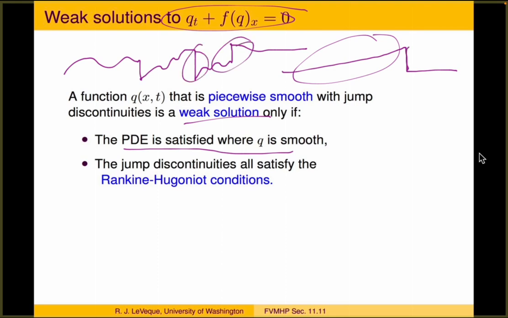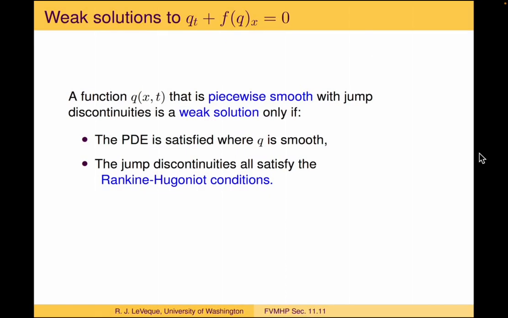There you can't differentiate Q. So there's another set of conditions that have to be satisfied across any jump discontinuity. And it turns out there's a very nice formulation of what the jump conditions have to satisfy in order for a piecewise smooth solution to actually be a weak solution of the conservation law.